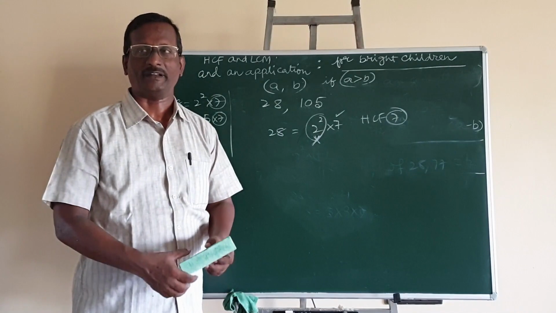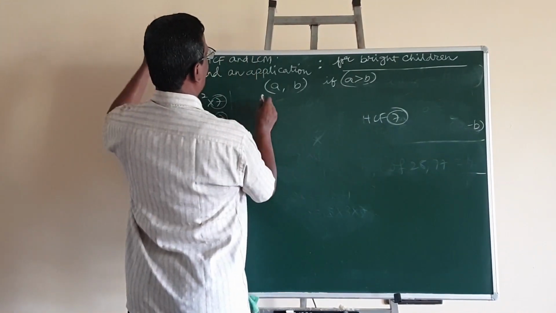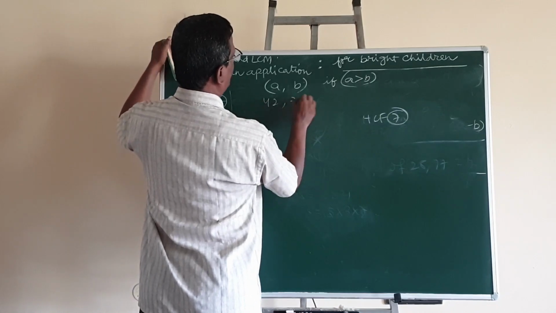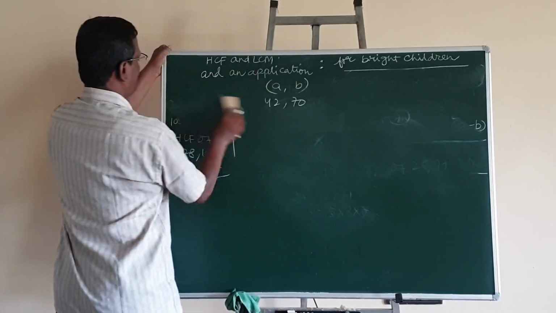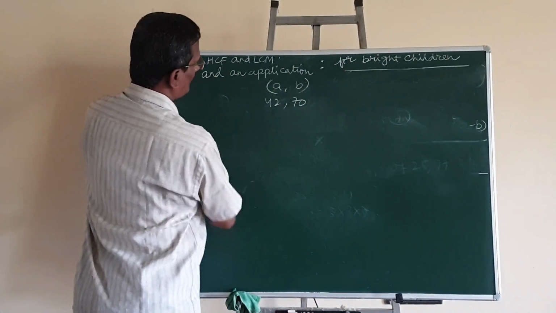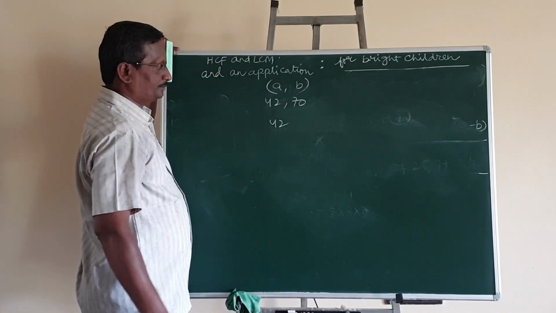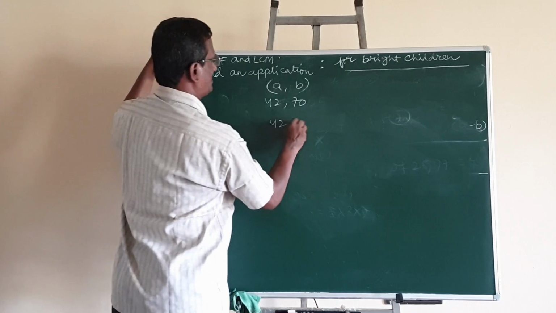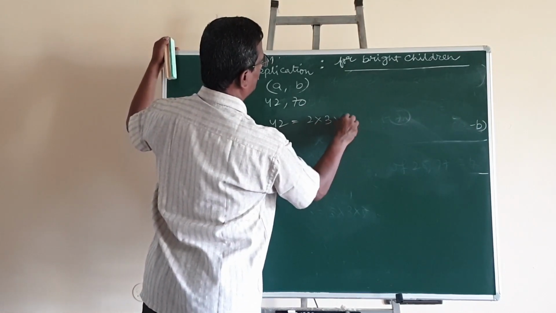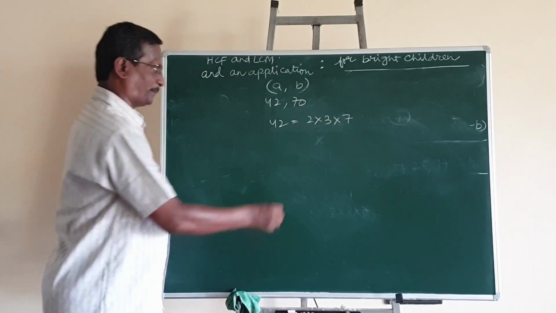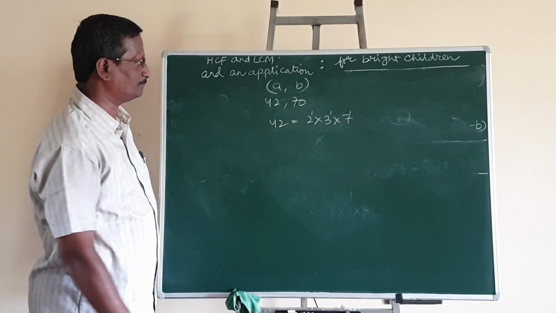So let us take another pair of numbers, 42 and 70. By using the same procedure, let us find out the HCF. 42 is the smaller number. Take its prime factorization. 6 sevens are 42, 6 is equal to 2 into 3, so 2 into 3 into 7. This is the prime factorization of 42, with exponent one, one, one.